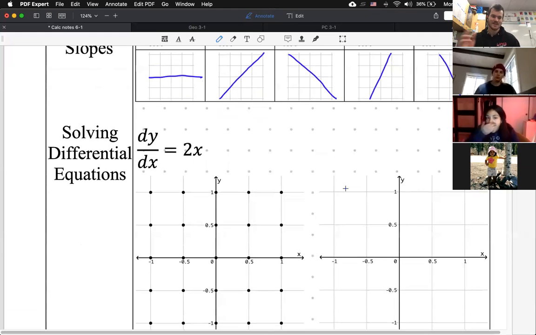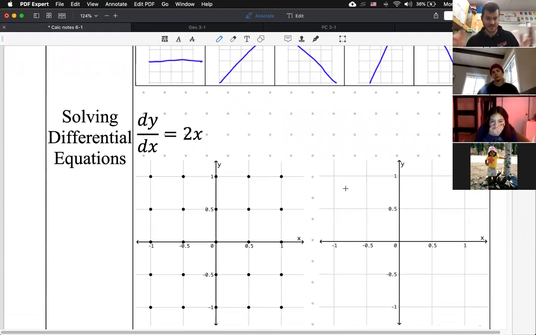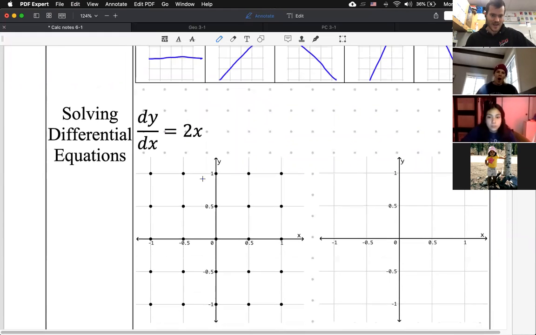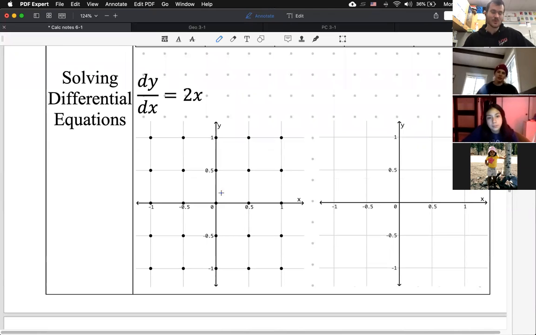All right, so let's do our first slope field. Here's a differential equation. It is 2x. Really hard. Here we go. So for a slope field, at every single point, we will need to graph a slope. I have 25 points here. It's 5 by 5, right? So I'm going to have 25 different slopes, which is a lot.